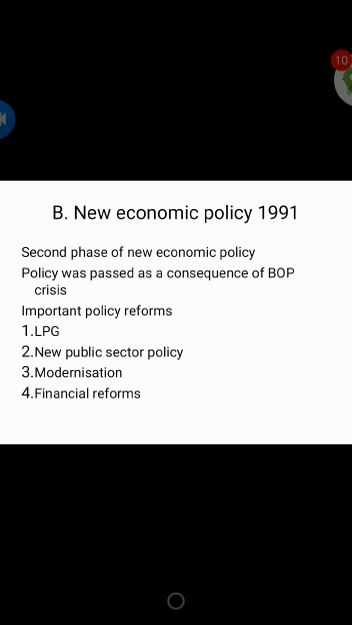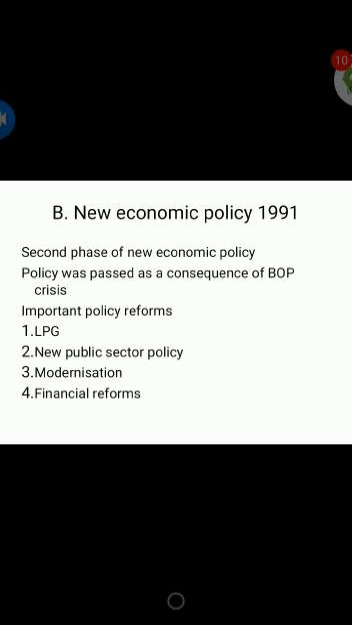The next is new economic policy 1991. This policy was taken under the leadership of Prime Minister P.V. Narasimha Rao and Finance Minister Manmohan Singh. So what may be the objective of this? It was a consequence of a BOP crisis, when there was a problem in the balance of payment faced by India. In order to come out of that, this policy was passed.